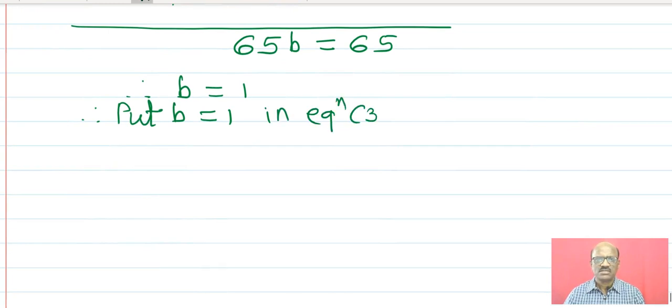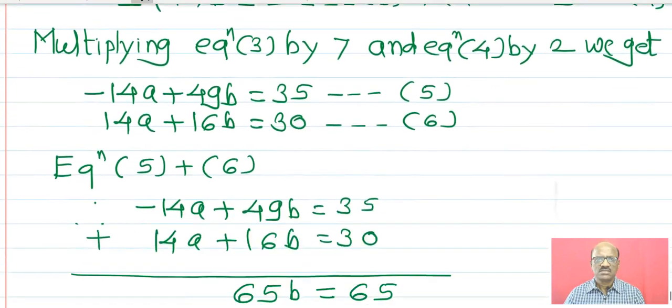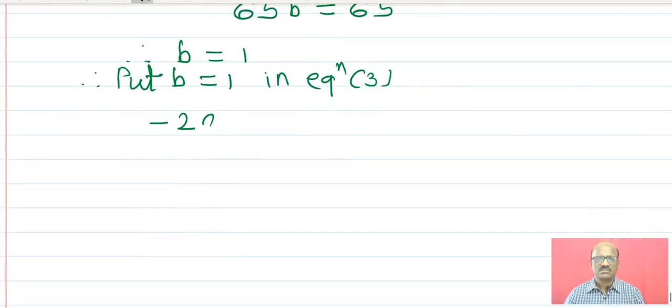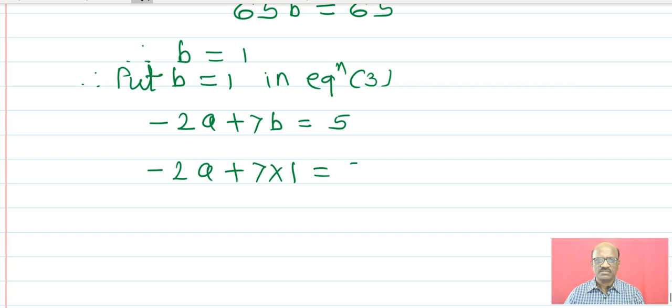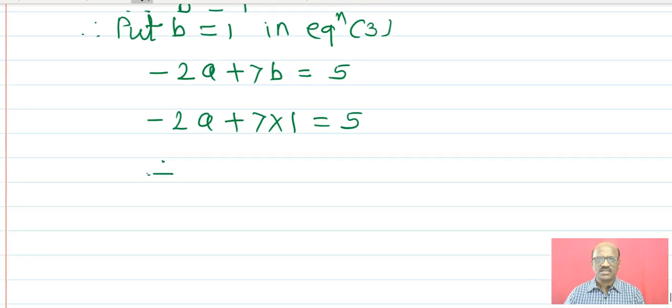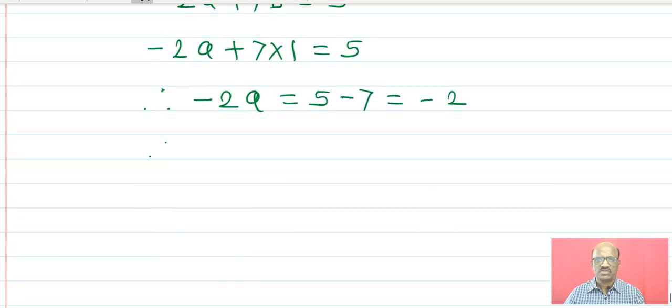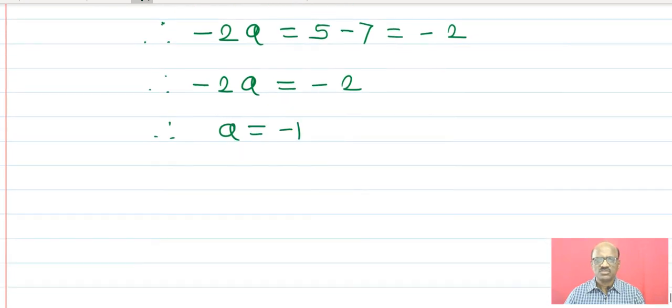in equation 3, then you will get minus 2a plus 7b is equals to 5, minus 2a plus 7 into 1 is equals to 5, therefore minus 2a is equals to 5 minus 7, that is equals to minus 2. Therefore minus 2a is equals to minus 2. Therefore a is equals to minus 2 upon minus 2. There is a small mistake, that is a is equals to 1.